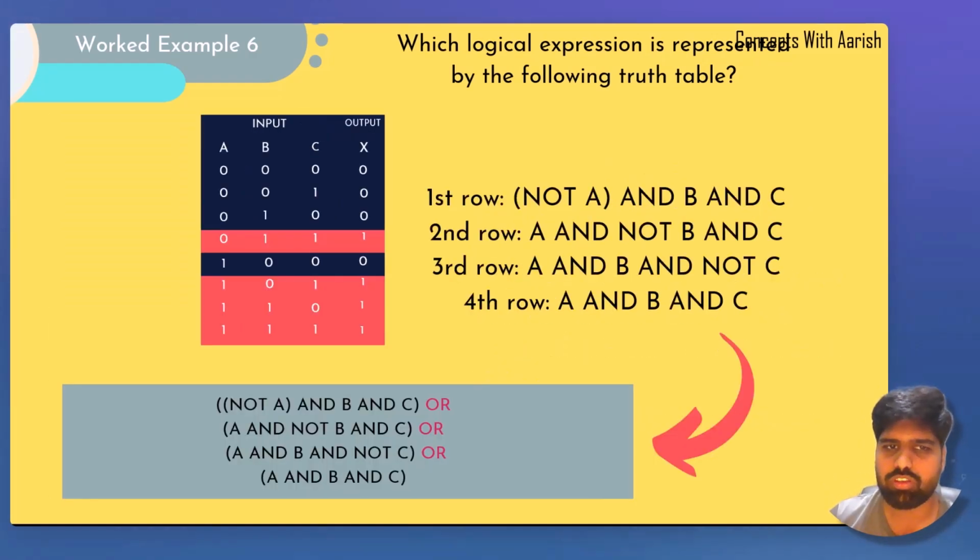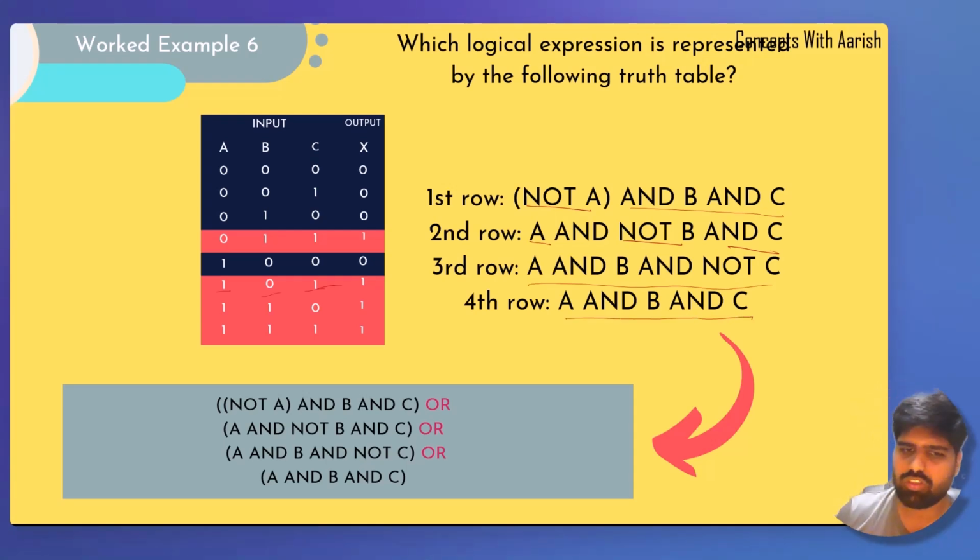Okay, so first of all, the first row will go to not A and B and C. For the second one, you can see A is 1, B is 0, and C is 1. So for A is 1, it's A, and because B is 0, it's not B, and C. And for the third one, you can see A and B, and C is 0, so C will become not C: A and B and not C. Okay, for the fourth one, you can say A and B and C. So that's how you will get your final statement.